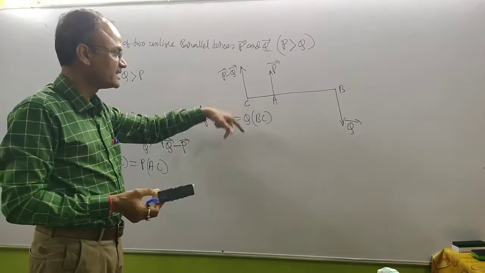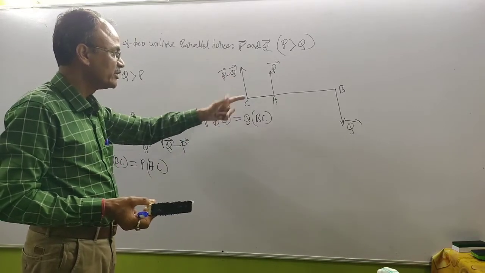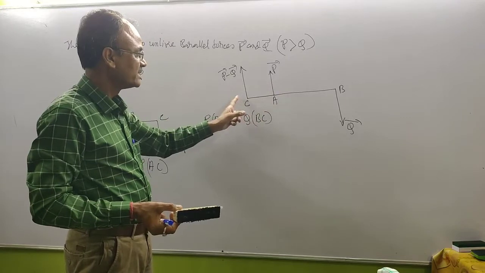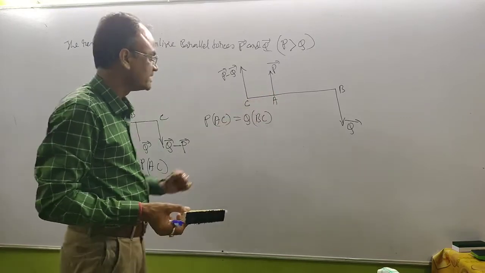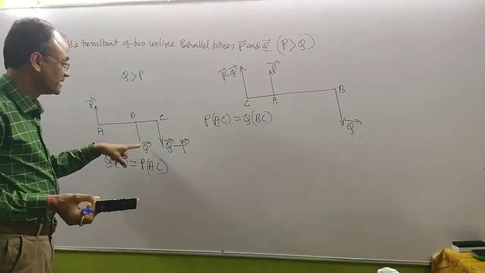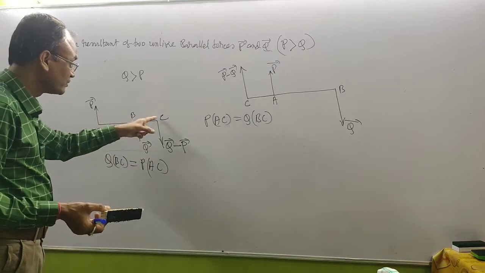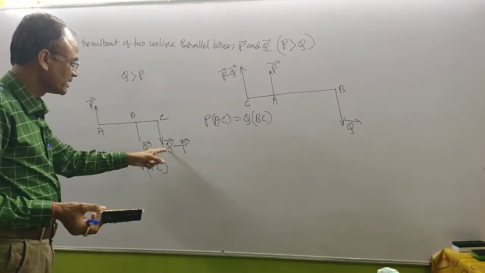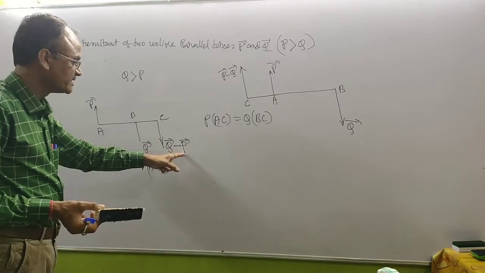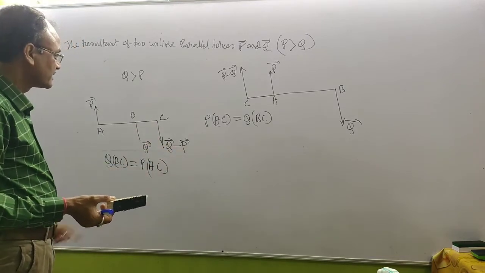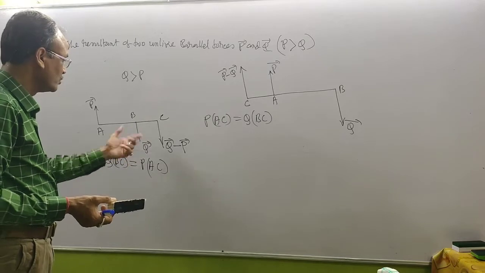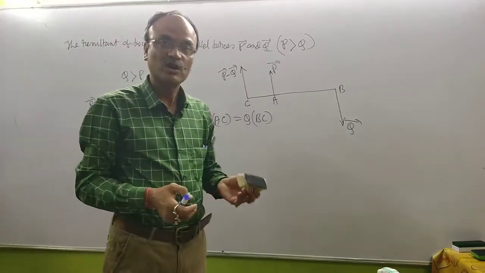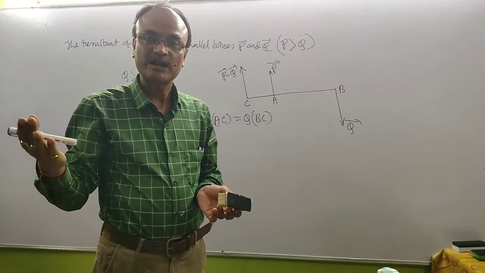For unlike parallel forces, the resultant will be P minus Q. If P is greater than Q, then P into AC equal to Q into BC. If Q is greater than P, then the resultant will be in this direction. The direction of Q and the resultant Q minus P will be the same, and Q into BC will be equal to P into AC. This is the case.